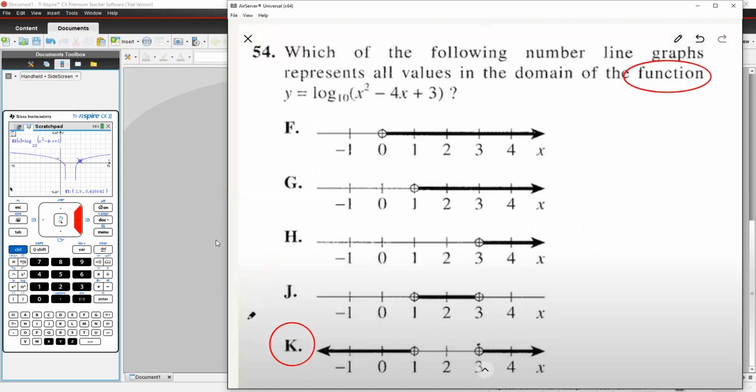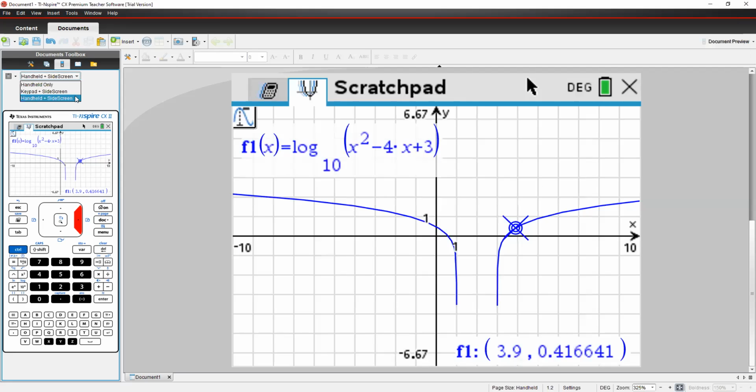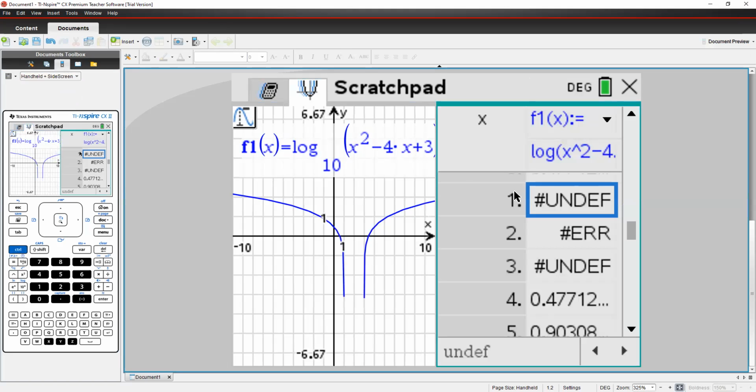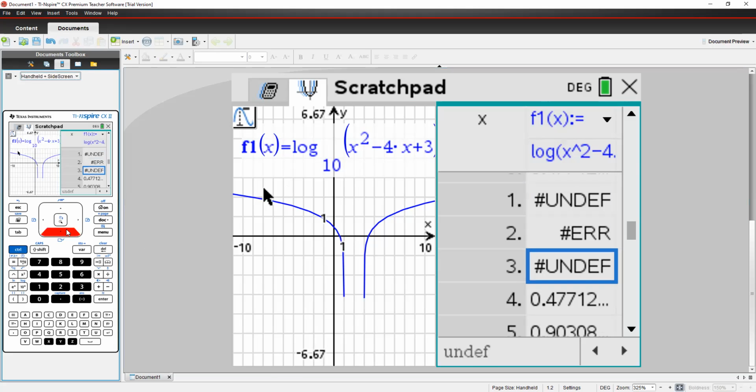Here's one more thing that's available to you. Let me show this as well. If you go to the table, do Control T. It also has the table, which will confirm that choice K was the right answer. When the input is 1, it's undefined. When the input is 2, it's undefined. When the input is 3, undefined. And then all of a sudden, on 4, we have an output again.